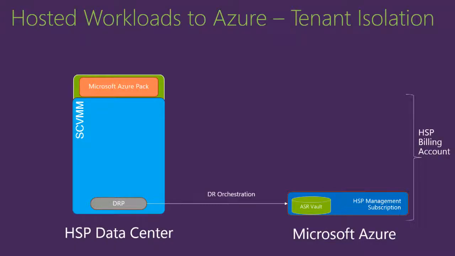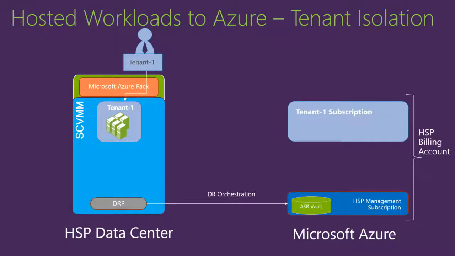Here, I have a hoster running Microsoft Azure Pack and VMM with the DRP installed. And then I have tenant 1 created, which creates some virtual machines. For the same, the hoster would create a dedicated subscription for tenant 1 and set up VM replication to that account, to that subscription.